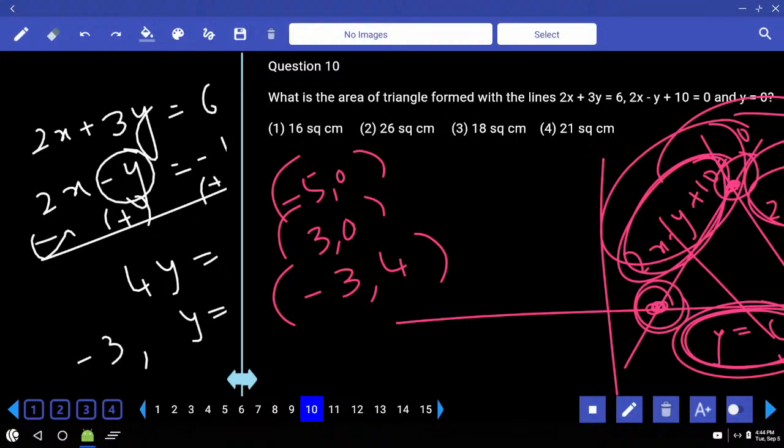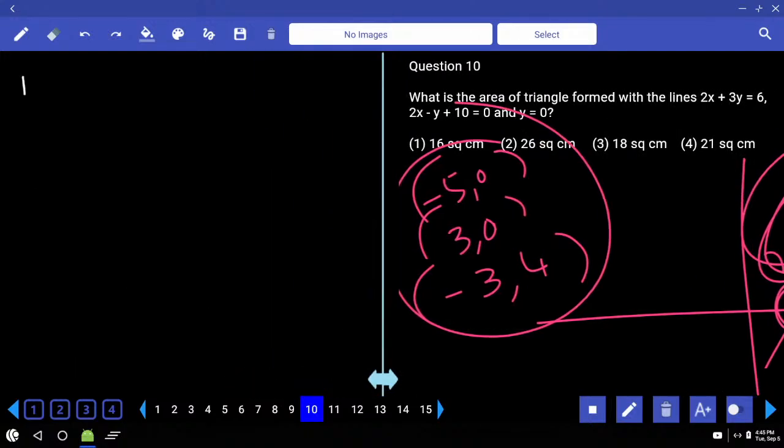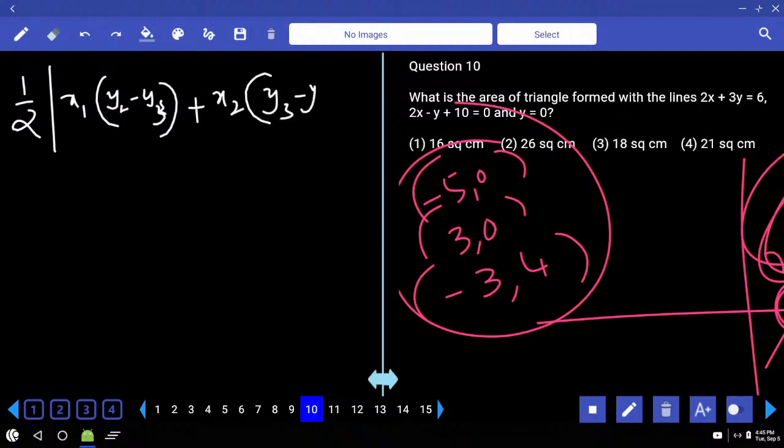Now we know all the 3 points. Now we can find the area of the triangle using the formula half into x1 into y2 minus y3. Please find out the answer. Here 3 points are given: minus 5 comma 0, 3 comma 0, minus 3 comma 4. The formula is half into x1 into y2 minus y3 plus x2 into y3 minus y1 plus x3 into y1 minus y2, modulus.